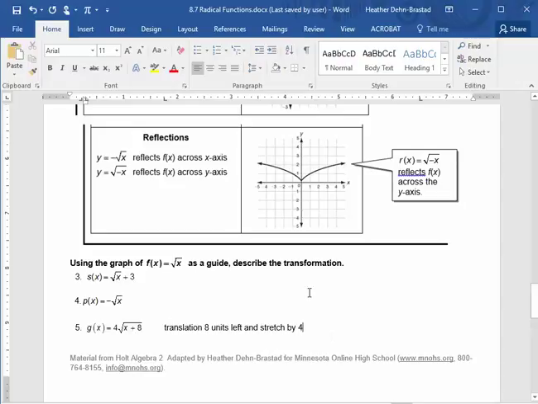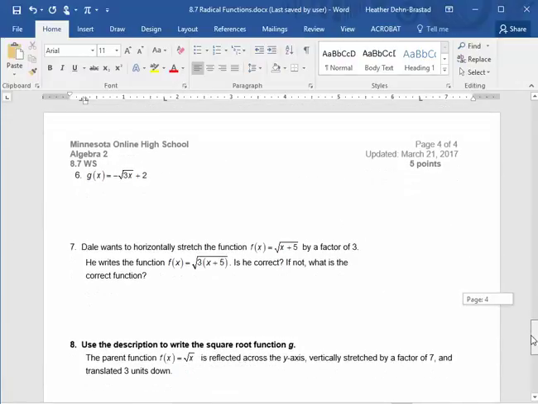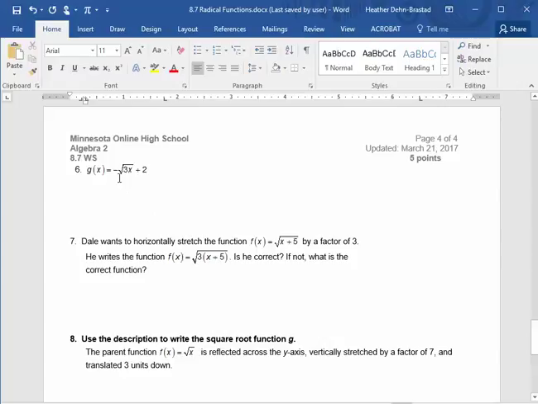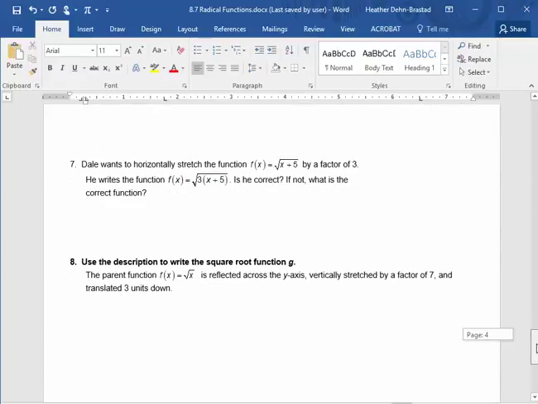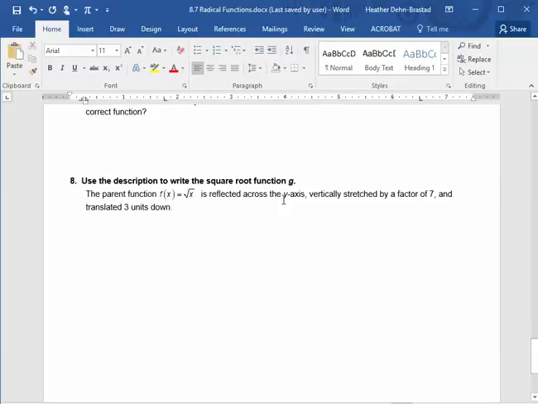All right, so let's move on to the next problems here. If you want to, you can graph these, and then you can decide how each has changed your function. And then the last one, you're just going to write the equation with these things. Reflect it across the y-axis, stretch it by a factor of 7, and translate it 3 down.